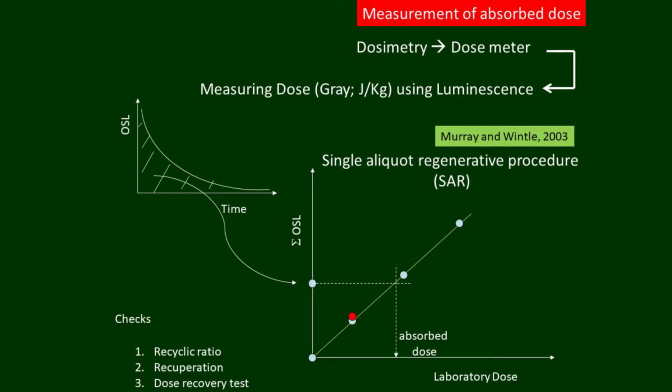There are checkpoints. We measure the recycling ratio. That means we give the laboratory dose twice or thrice and check whether it is reproducible or not. Similarly, recuperation is where we give nothing and try to see whether that gives nothing or not. We do a dose recovery test where we give a known laboratory dose and try to retrieve it using the protocol we use. If that is recovered, then we are confident about the protocol. So this is the way we measure absorbed dose.